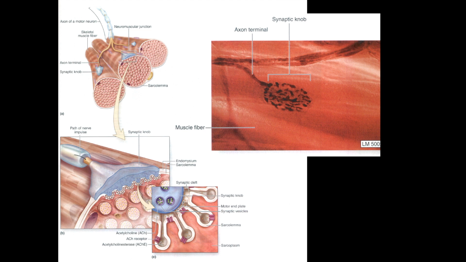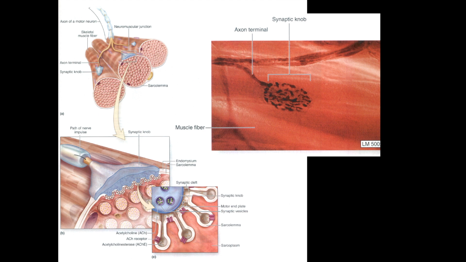I'd like you to pause the video and take a moment to look at all of the components of the neuromuscular junction. So start with box C. We have the synaptic cleft. This is basically a space that allows for a chemical messenger to be sent from the axon terminal to the motor end plate on the muscle fiber.